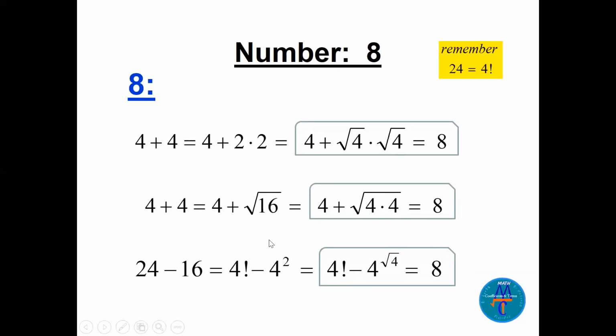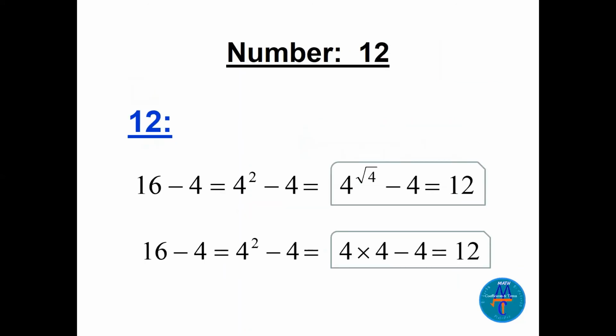Now this is a little difficult. 24 minus 16. That's 8. What is 24? I mentioned before, 24 is 4 factorial. So I can write 4 factorial minus 16, and 16 is 4 squared. I cannot leave it like that. I have to write 4 to the power square root of 4. So 4 squared, that's 8. So 4 factorial minus 4 to the power square root of 4 is 8.